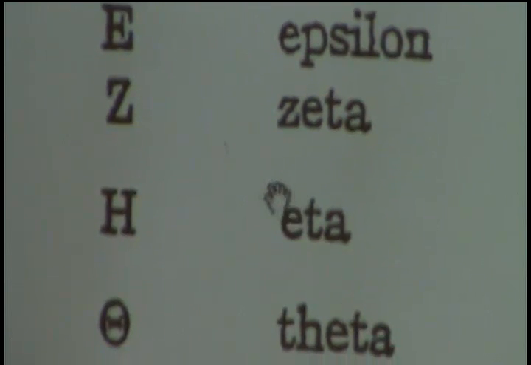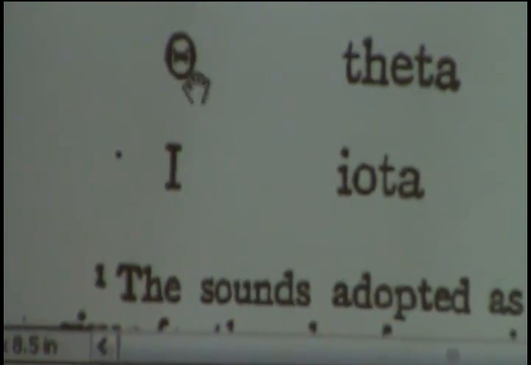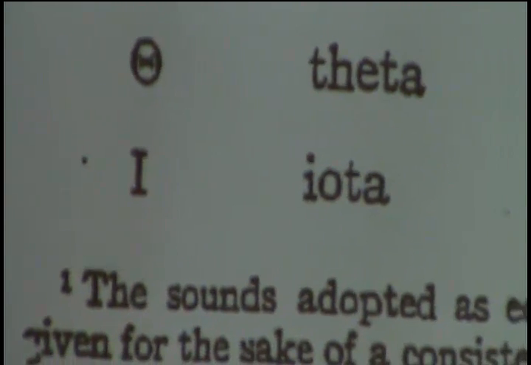Now after epsilon, we've got zeta. Zeta. That funny looking thing there, zeta, like in days. And then this is eta. It's a capital letter and a small letter, as in mate. Then this is theta, capital this way and small letter this way, as in thin. Theta. And then this is iota. Iota as in fit. Sometimes it's a long I, like in police. Sometimes it's E or it, but it's iota.